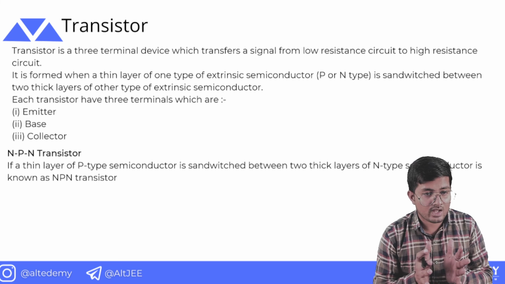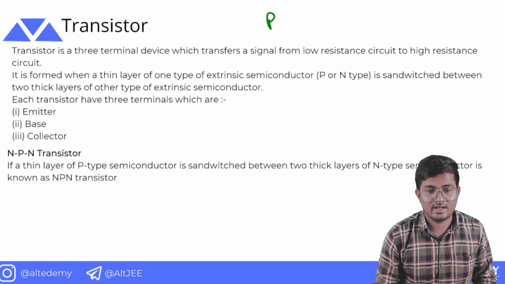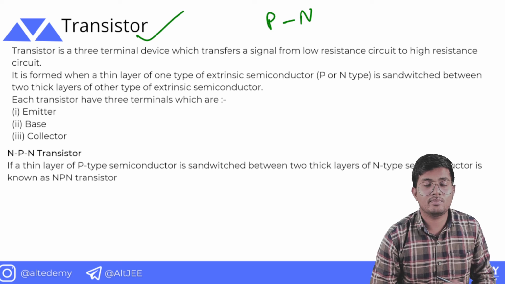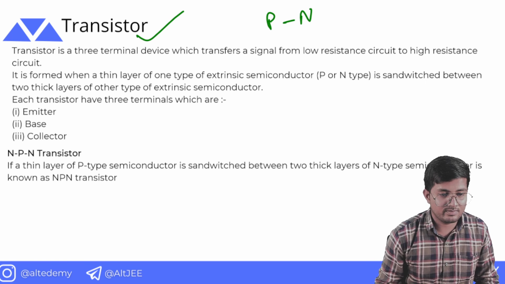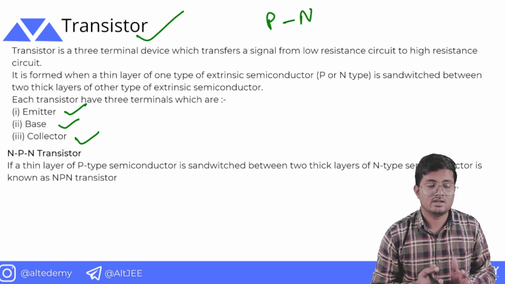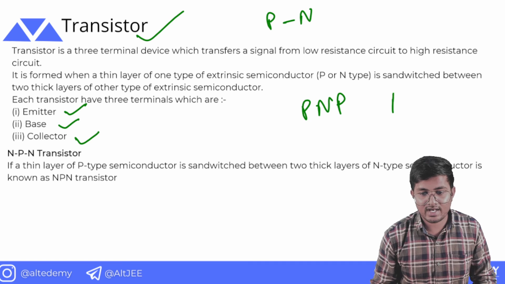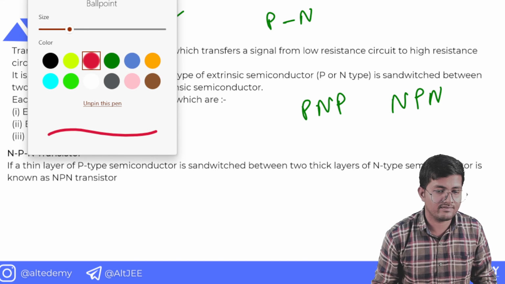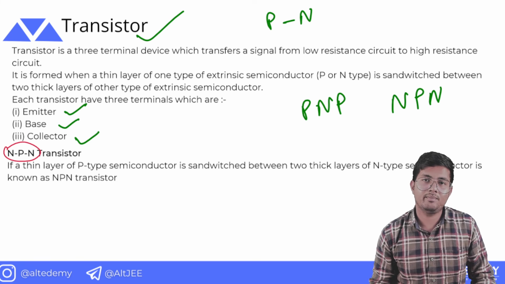Now what is a transistor? See, in PN junction we have P and N, one side is P, the other side is N. But when you talk about a transistor, we have three terminals. One is known as emitter, the second is base, and the third is collector. The transistor can be PNP or NPN, but as per NCERT, we have to deal with only the NPN transistor.